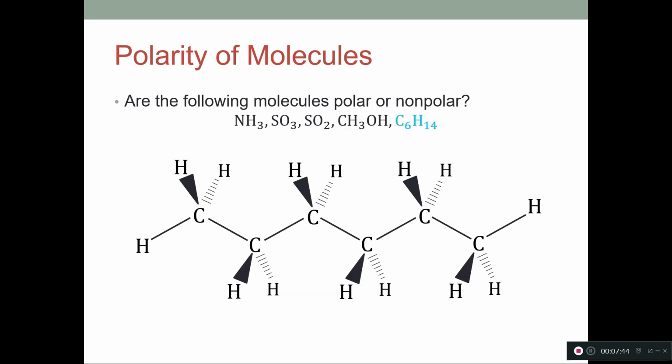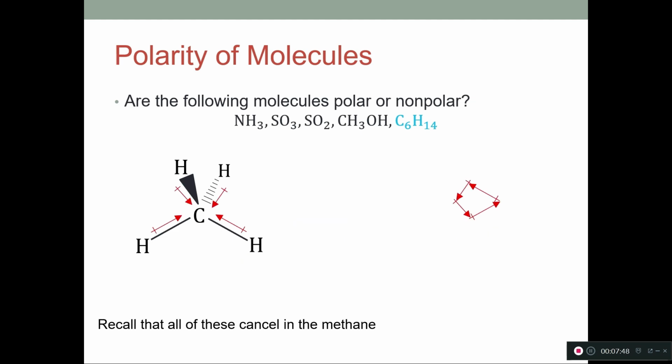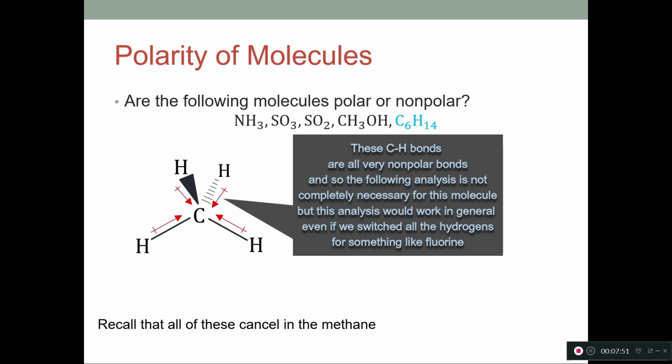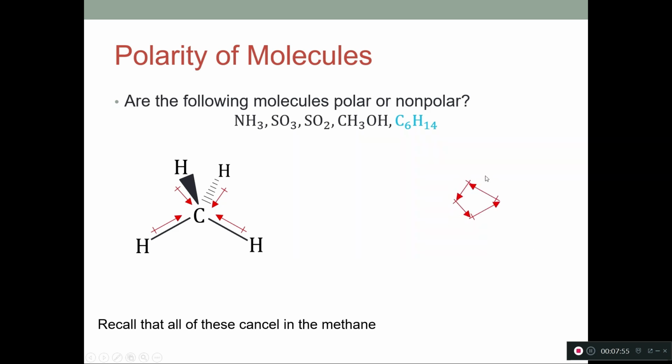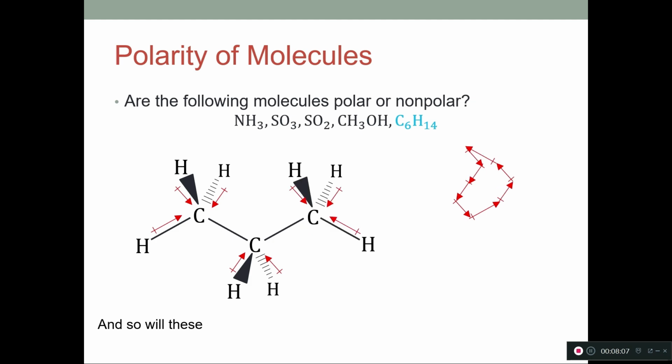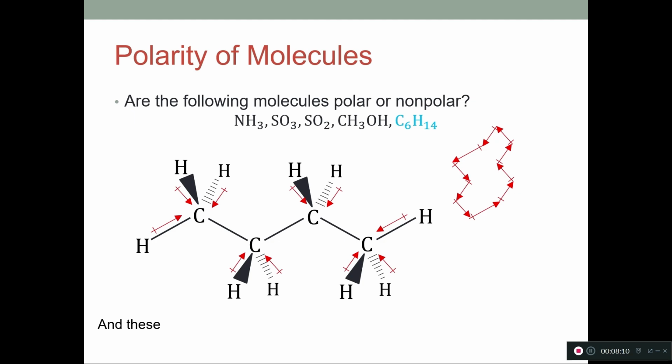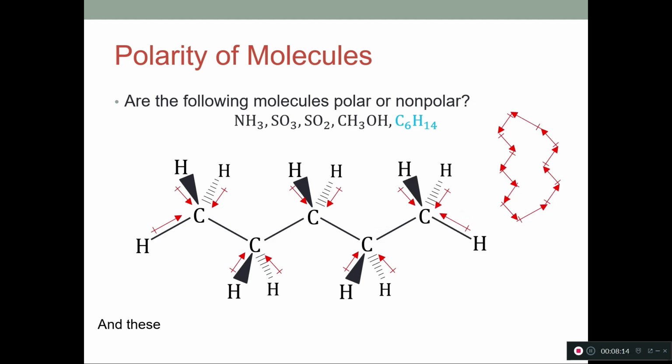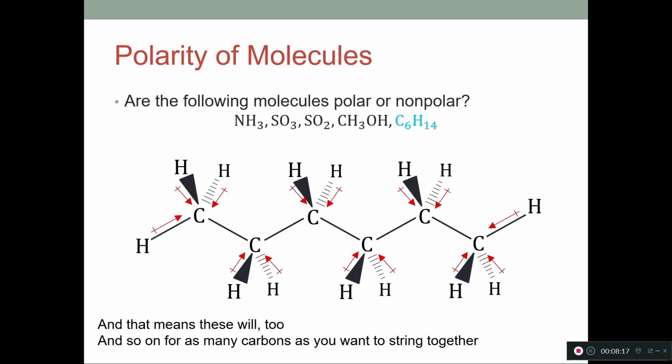Now, if we look at the hexane here, we want to determine whether this is going to be a polar molecule. So recall that with the methane, these all cancel out. If we put these end-to-end over here, we see that we end up right back where we started, no matter where we start from. And so this would be non-polar. Then if we add another carbon onto this, we see that we still end up with all of these canceling out. If we add yet another carbon, they all cancel out. Another carbon, they still all cancel out. And another carbon, they still all cancel out. And so you can kind of see where this is going.